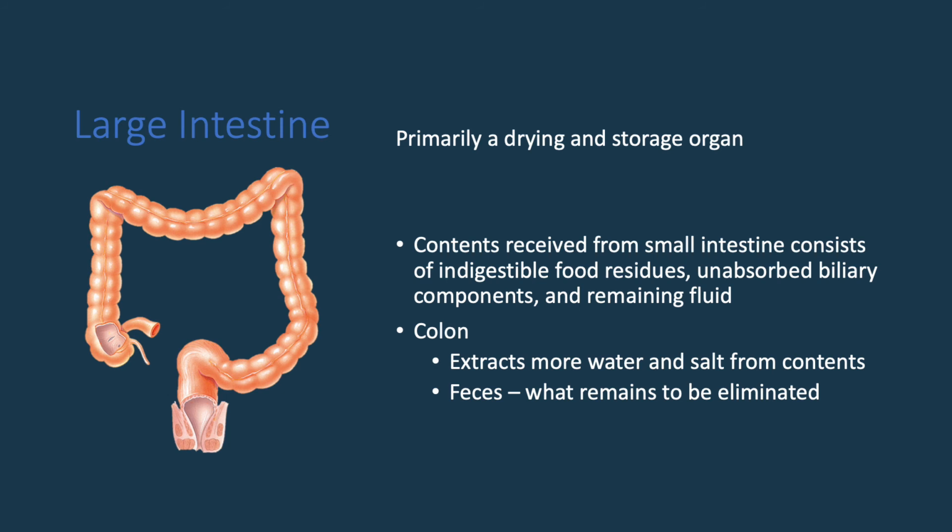The material that enters the large intestine from the small intestine consists of things that were undigestible, such as cellulose. We can't break that down. Or unabsorbed biliary components. So we said 5% of the bile salts aren't reabsorbed within the ileum. Well, then those are going to pass into the colon, the large intestine. And then we'll also have the remaining fluids, importantly. So the colon is going to work to extract those fluids, water, and our salts, and it's going to dry out and compact the contents to form feces, which will be eliminated through the anus. So the primary function of the large intestine is to store the feces before defecation.